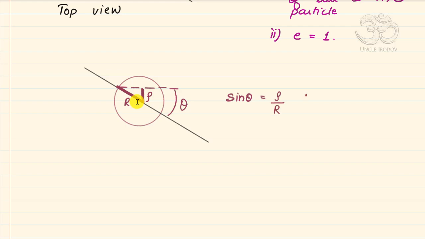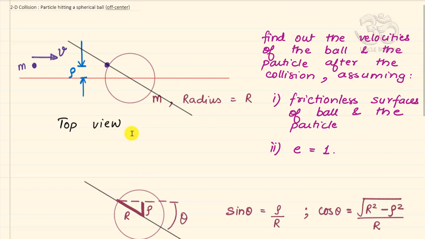And so cos theta will become automatically root of r square minus rho square divided by r. So these are the two bits of information that I can have from this particular diagram. And in all such cases, what we have to do is conserve the momentum along two particular axes. So let's take one axis as the line of impact and another axis as a perpendicular line. I can call this the normal axis, and I can call the other one the tangential axis.